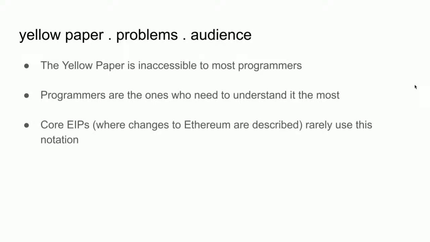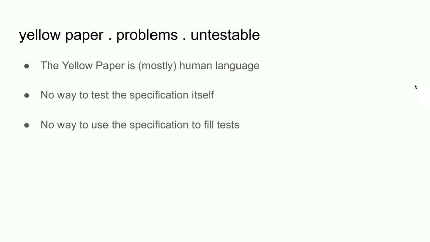And none of these documents use the notation from the yellow paper. Half of any core EIP is defining a language to describe the change. Oftentimes that's Python. So we wanted to give a more formal notation for that. The yellow paper is English, so it's not testable. There's no way to write a test to make sure that a client conforms to the specification, and there's no way to use the yellow paper to fill tests.